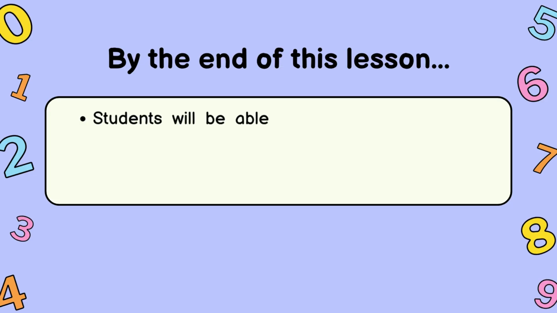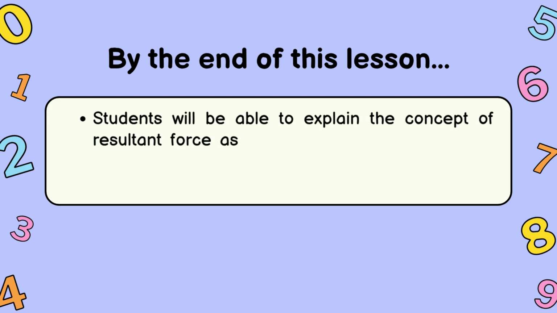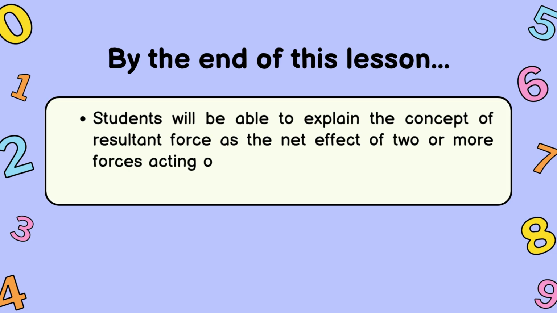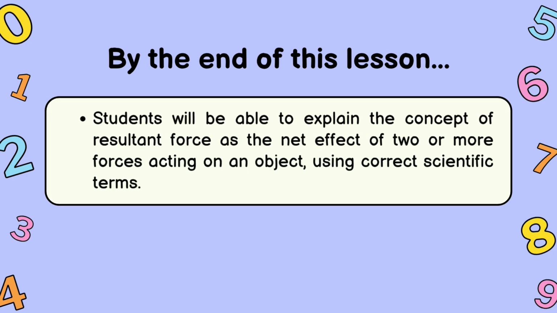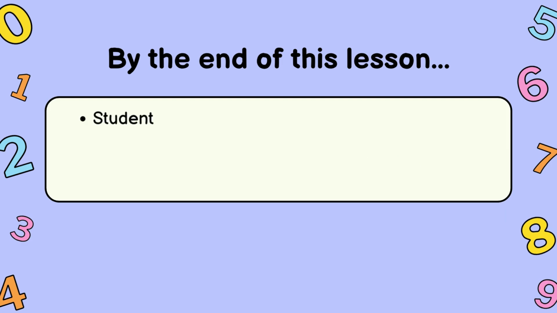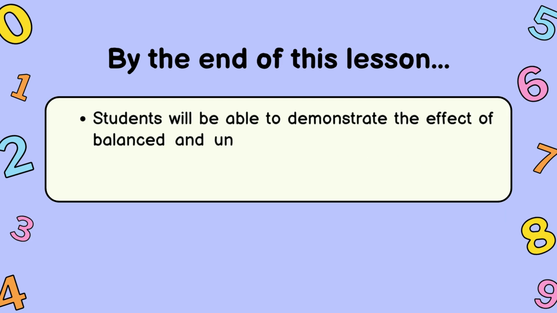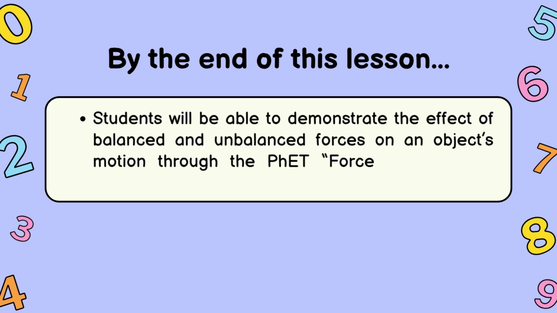Students will be able to explain the concept of resultant force as the net effect of two or more forces acting on an object using correct scientific terms. Students will be able to demonstrate the effect of balanced and unbalanced force on an object's motion through the PhET Force and Motion Basics simulation.